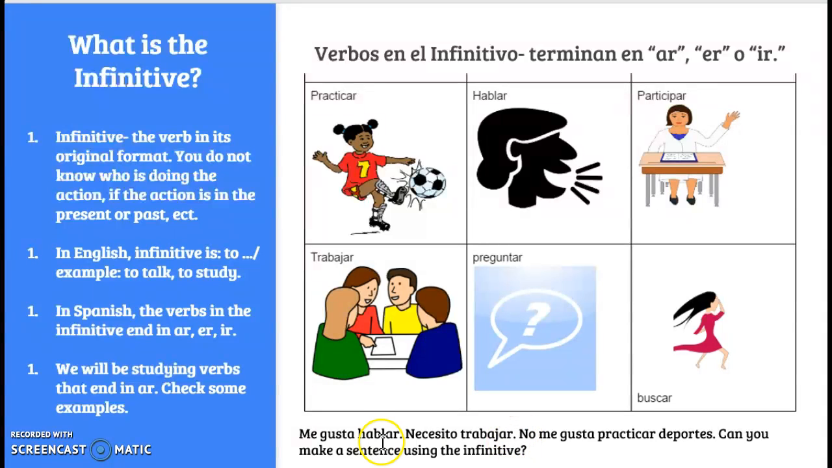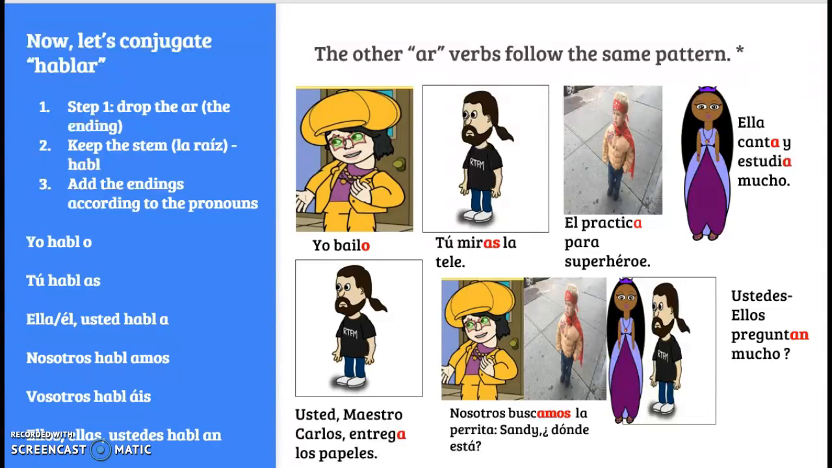So in your sentence, when you use two verbs connected, like me gusta, necesito, quiero, that means you're not going to conjugate the second verb. You're not going to make changes to the AR verb. So that's what we need to do.